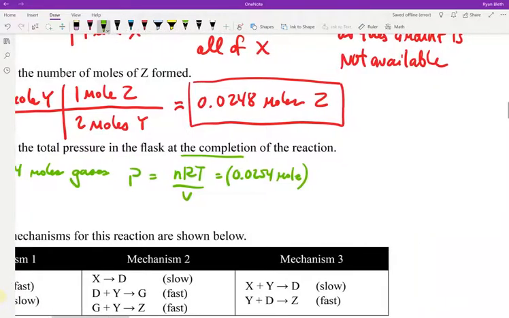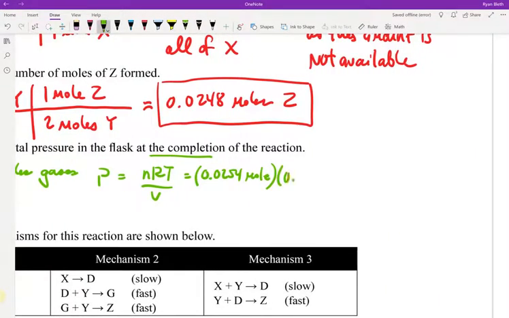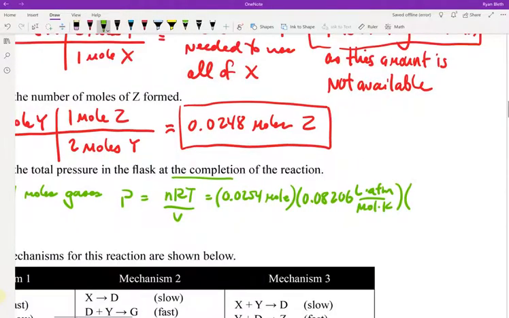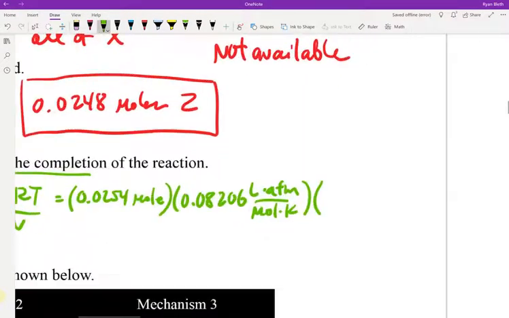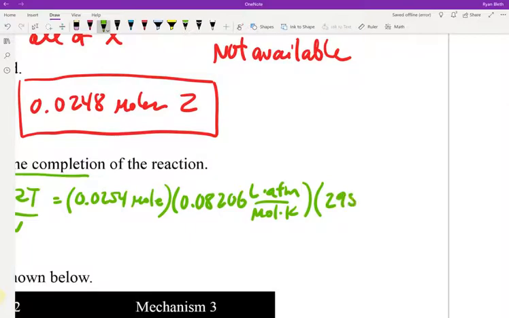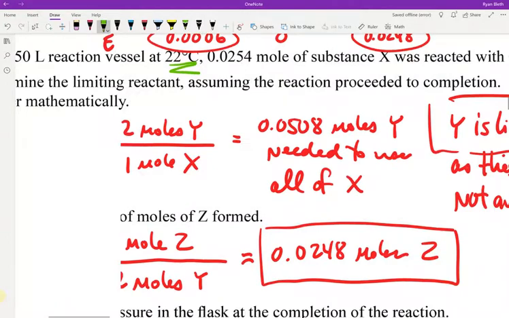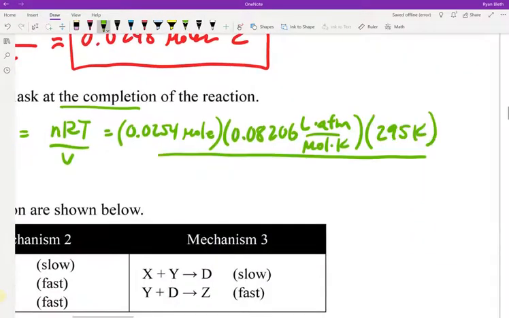My R value, got a couple choices on my constants page. I tend to use 0.08206. There's the units. Temperature was, the problem started out here, 22 degrees Celsius. So that's 295 Kelvin. And the volume of the container, one more time, was 2.5 liters. So there's total moles of gases, RT over V.